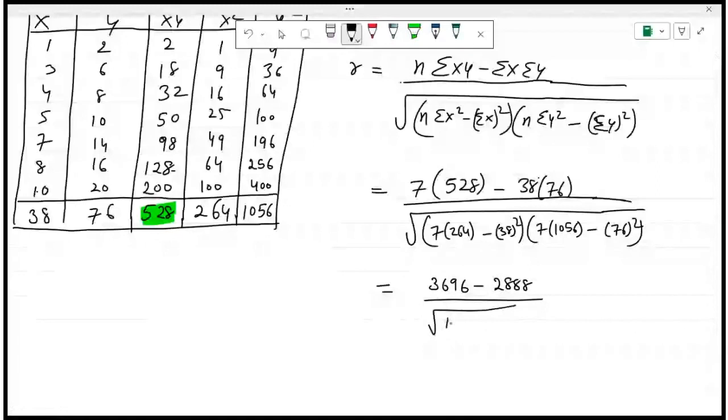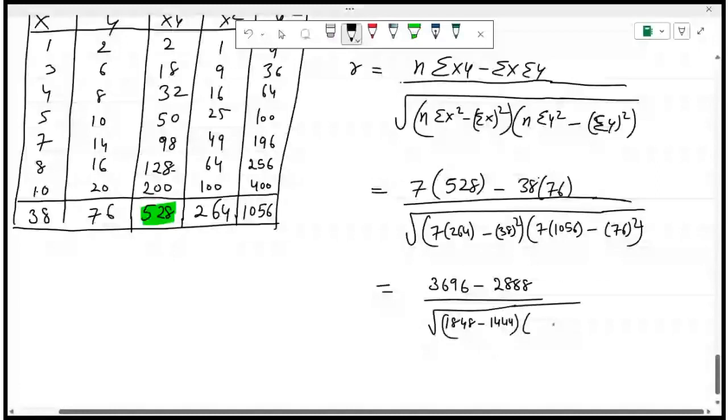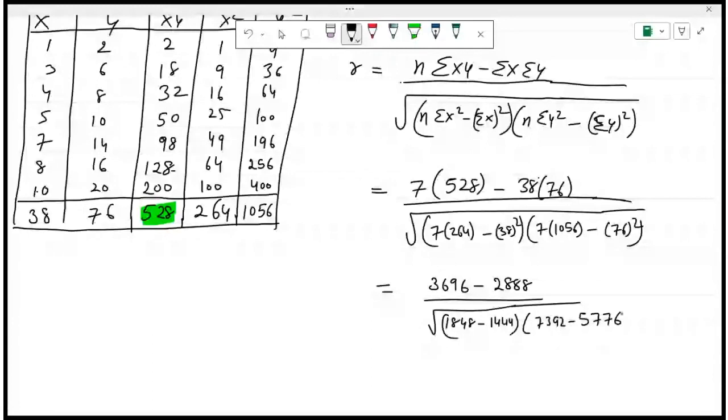This is for the first one, and the second value is 7392 minus 5776. Okay, and if we do the subtractions, what are we getting?